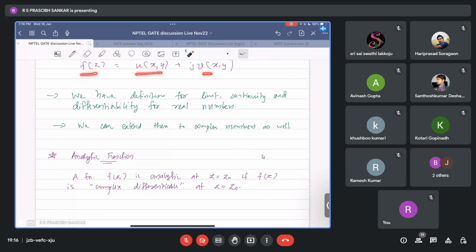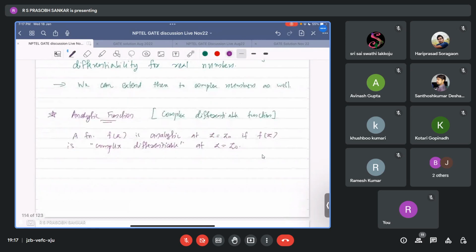Since complex functions have real and imaginary parts, the way in which we define the derivative is slightly different. We will not be going into that here. But with whatever definition we use to define the complex derivative, we can do what is known as complex differentiation. Now, if a function f of z is complex differentiable at a given point z naught, then we say that the function is analytic at that point. Or in even simpler terms, an analytic function means a complex differentiable function.